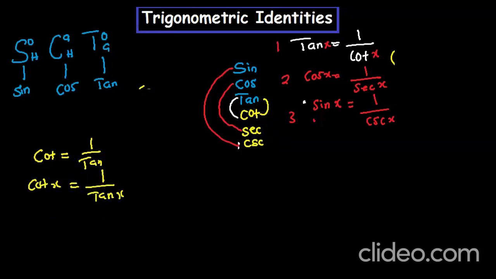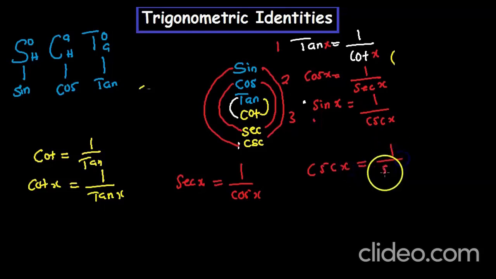What about the next one, sec x? Join it with cos x. This is going to be sec x equals 1 divided by cos x. What about CSC? If you take the last one, cosecant CSC x, it equals 1 divided by sin x. If you look at it, this is first one, second one, third one. We have already gotten the reciprocal.